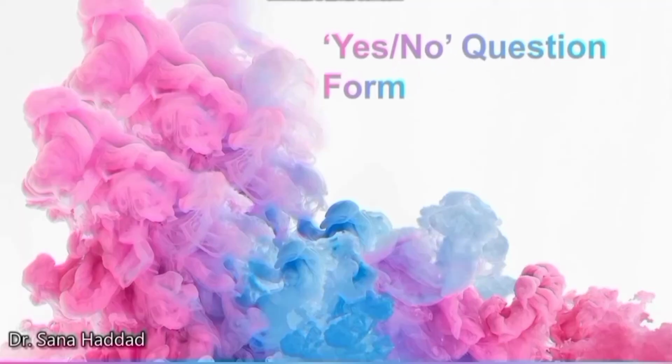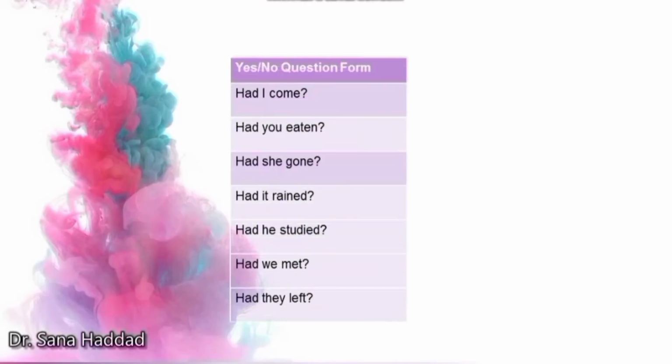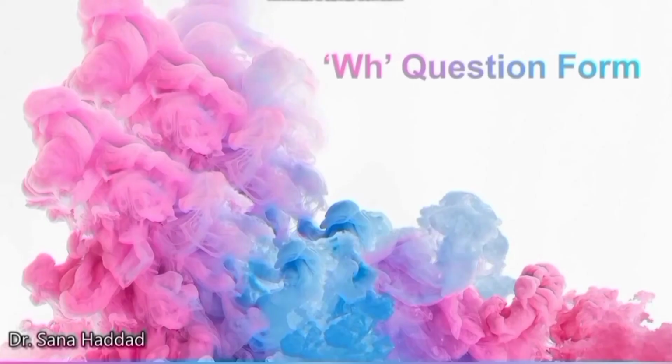Yes-no question form. To make a yes-no question, put had before the subject. Had I come? Had you eaten? Had she gone? Had it rained? Had he studied? Had we met? Had they left?